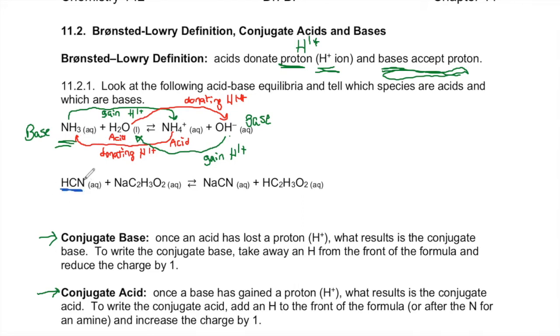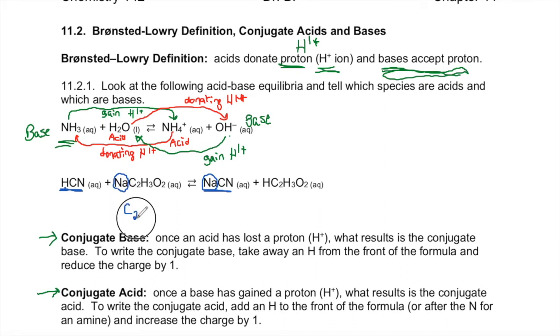So here we have hydrocyanic acid or hydrogen cyanide, and it is becoming a cyanide ion. The cyanide ion has a sodium next to it because you can't just have an ion hanging around in solution with nothing next to it. But let's go ahead and ignore the sodium for now because we want to focus on what's happening to the proton from an acid-base point of view.